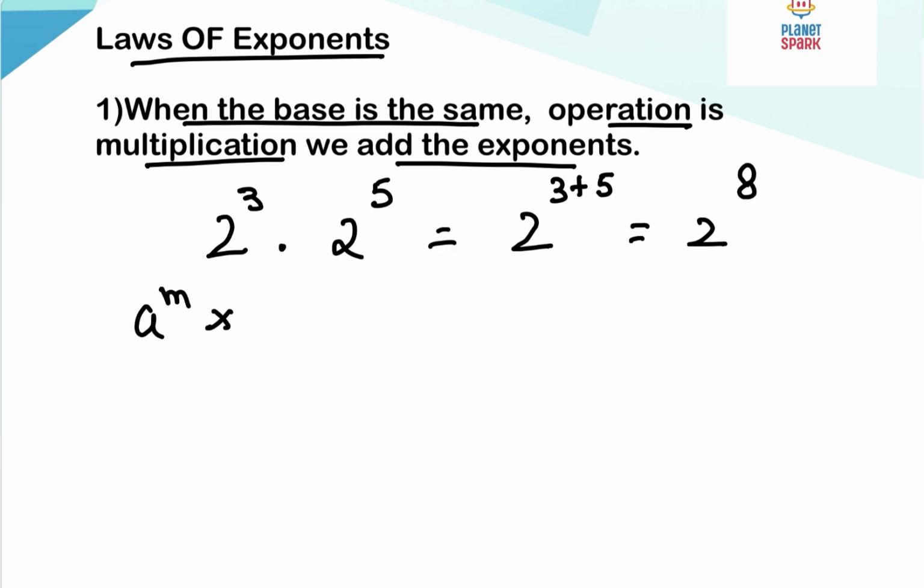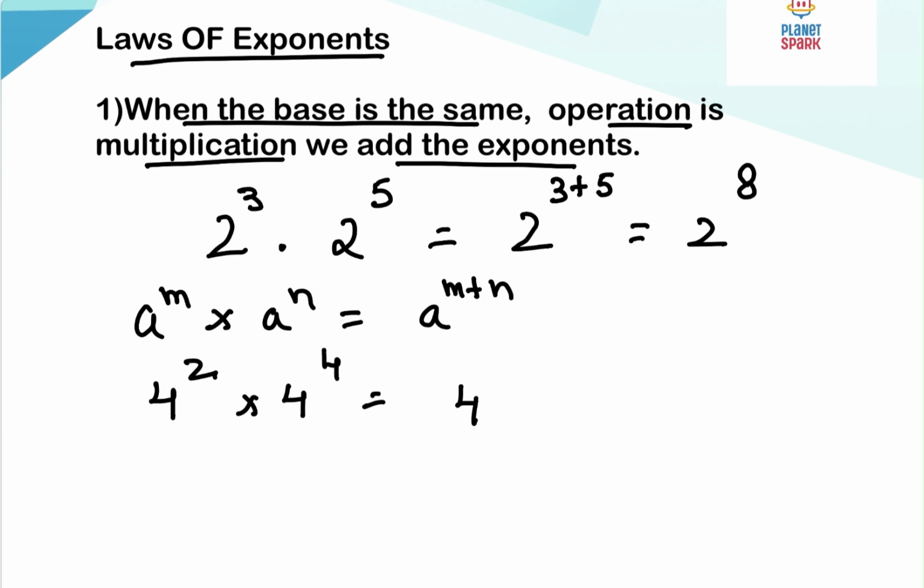Again repeating the rule: if the base is the same, operation is multiplication, add the powers. A raised to the power m into a raised to the power n gives us a raised to the power m plus n. 4 raised to the power 2 into 4 raised to the power 4. Base is 4. Operation is multiplication. 2 and 4 would be added. My answer would be 4 raised to the power 6.